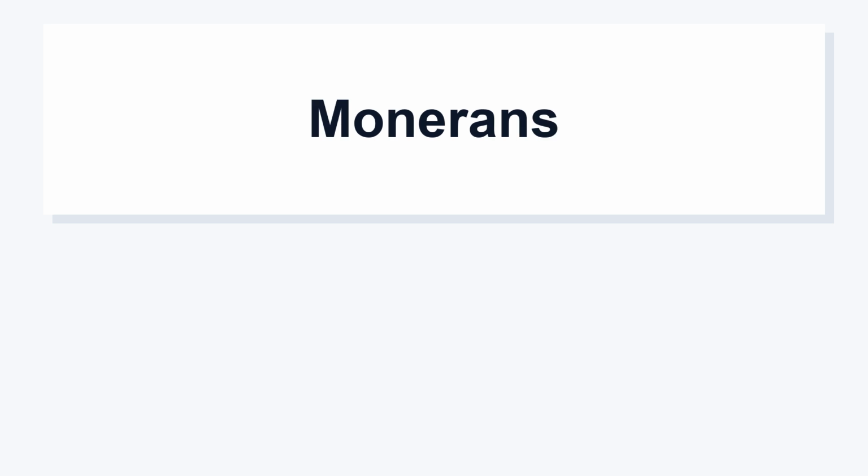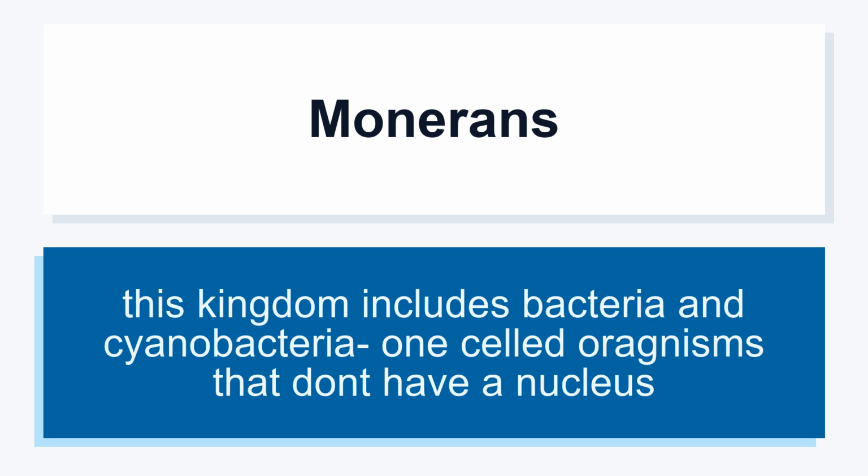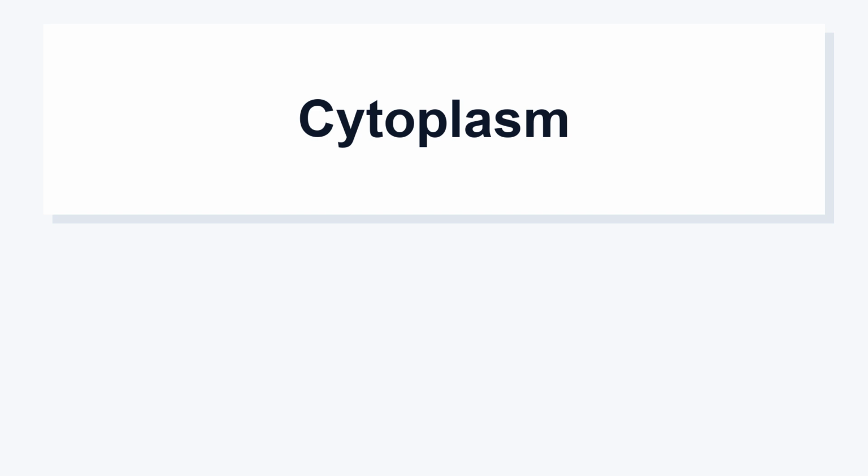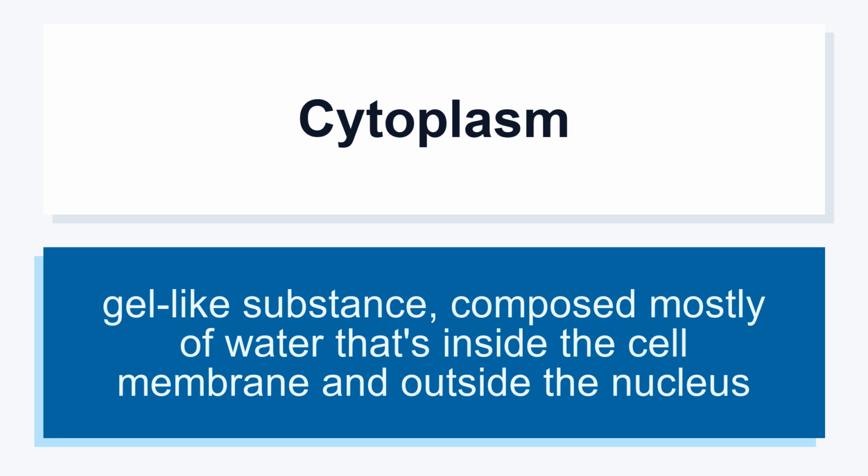Monerans. This kingdom includes bacteria and cyanobacteria, one-celled organisms that don't have a nucleus. Cytoplasm is a gel-like substance, composed mostly of water, that's inside the cell membrane and outside the nucleus.